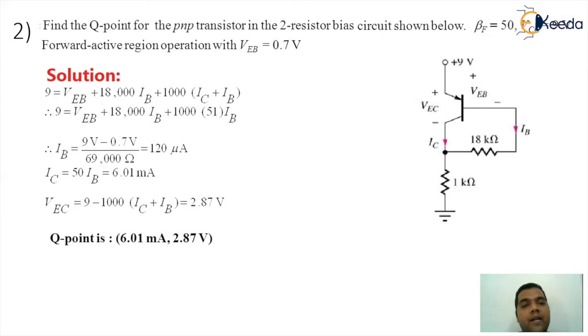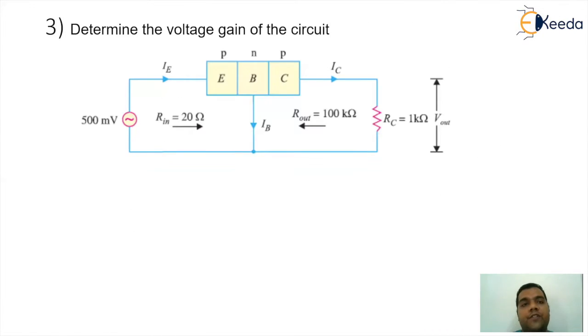Once you get IB, you can take IC as beta times IB. So you multiply the value of IB by 50 and you get 6.01 milliampere. And then you go for KVL to the output loop. If I want the value of VEC, I just subtract from the 9 volt the drop of (IC plus IB) into 1 kilo ohm. So automatically you get VEC as 2.87 volt. So this is your corresponding Q point for the PNP transistor, with a current of 6.01 milliampere and a voltage of 2.87 volts.